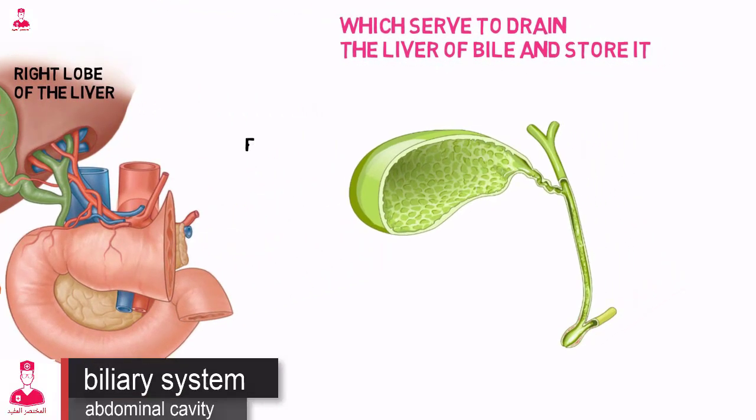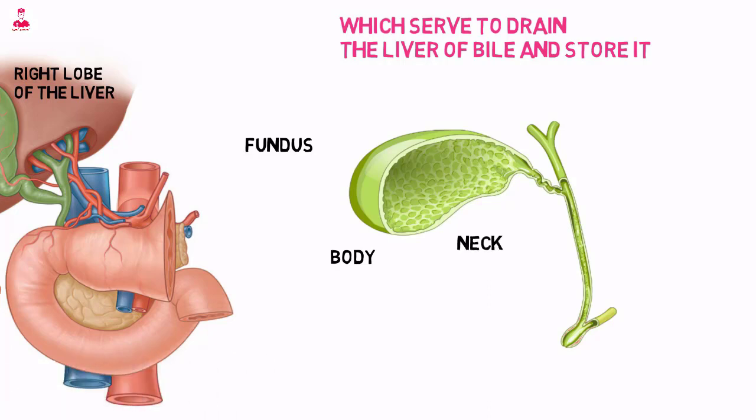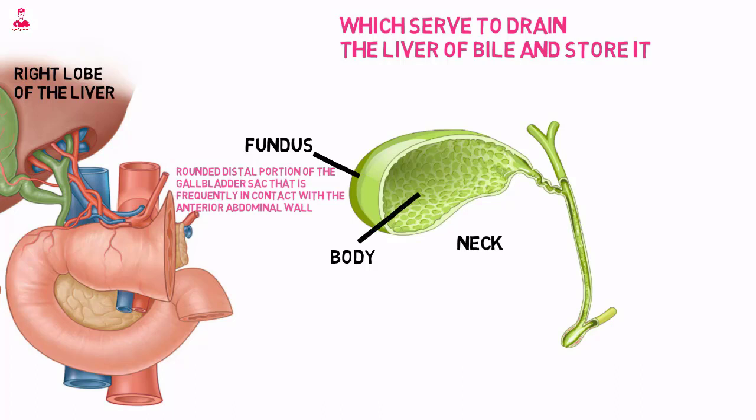The gallbladder can be divided into a fundus, body, and neck. The fundus is the rounded distal portion of the gallbladder sac that is frequently in contact with the anterior abdominal wall. The widest portion, the body, gently tapers superiorly into the neck. The narrow neck lies to the right of the porta hepatis and continues as the cystic duct.